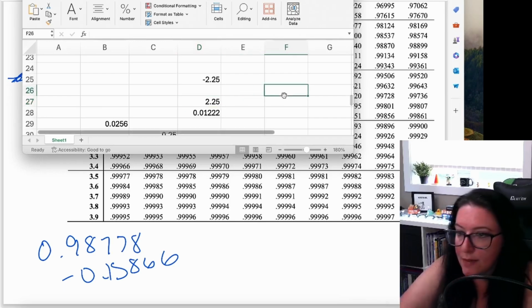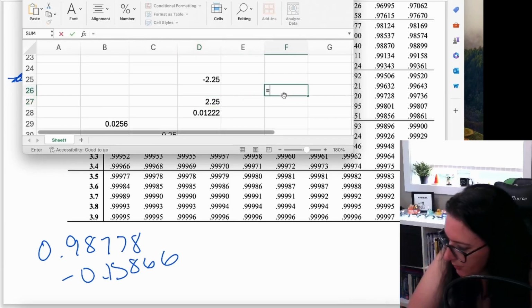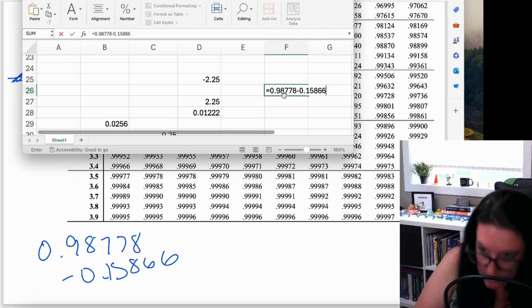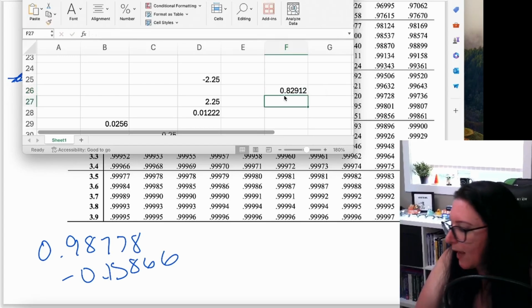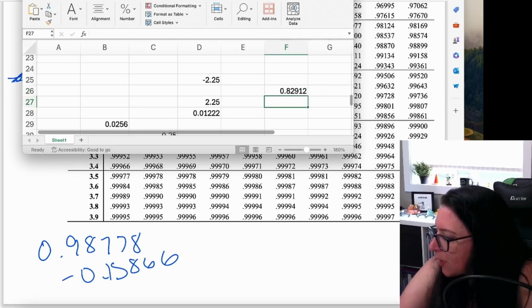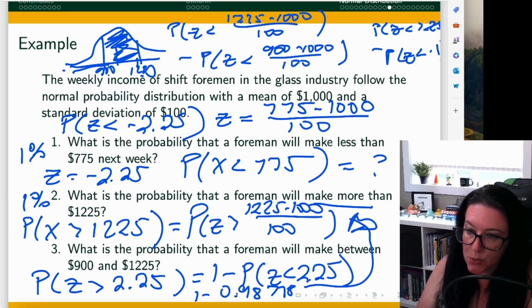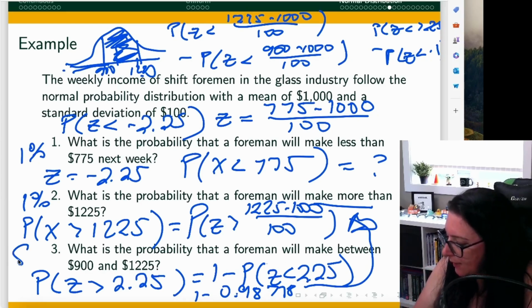So if we do that, we get 0.98778 minus 0.15866, and we get 83%. So the probability that the foreman pay will be between 900 and 1225 is 80.